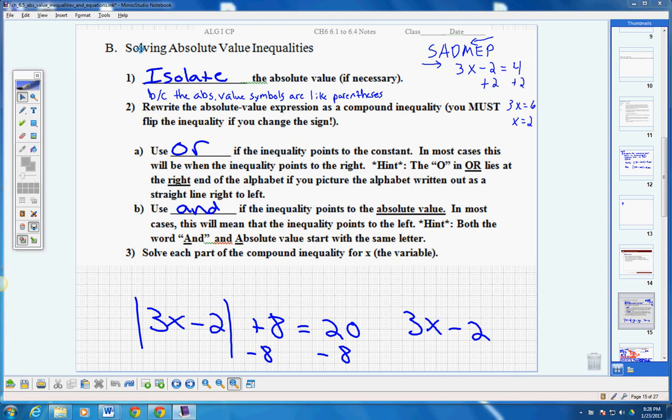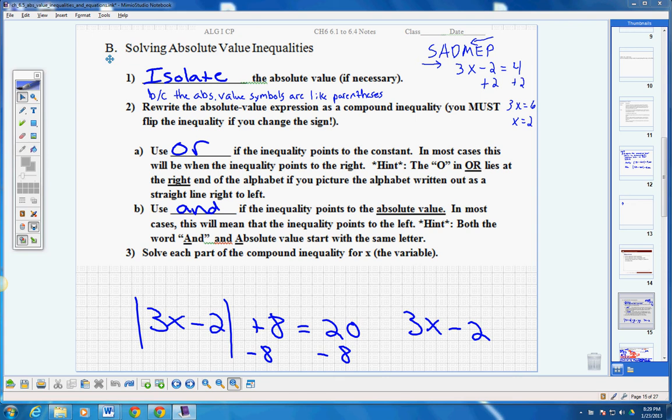Solving absolute value inequalities, there's a lot of stuff going on here. I want to make sure that you know what we're trying to do. When we solve absolute value inequalities, we treat the absolute value itself like a parenthesis. It's a grouping symbol, after all. So we want to isolate it first. We want to get it by itself.